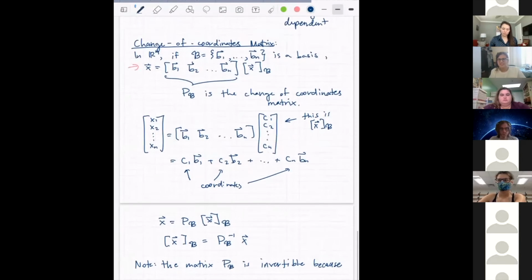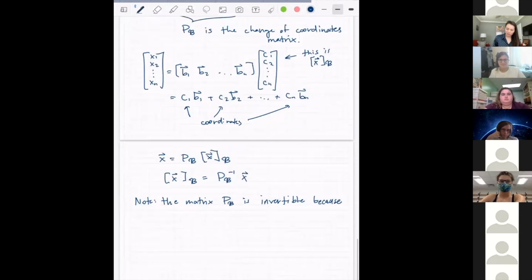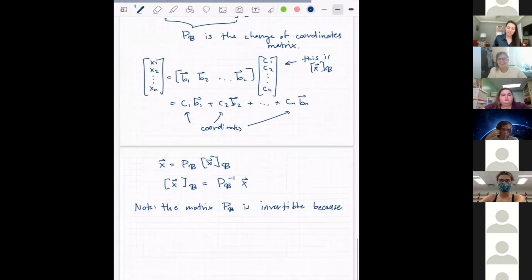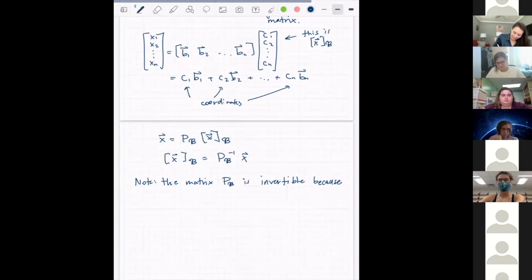Is that because it corresponds to an isomorphic transformation? Are you allowed to say that? There's a little bit simpler of a way. Oh, it's because the columns are linearly independent. Yeah, the columns are linearly independent. They come from a basis, which will be linearly independent, right?